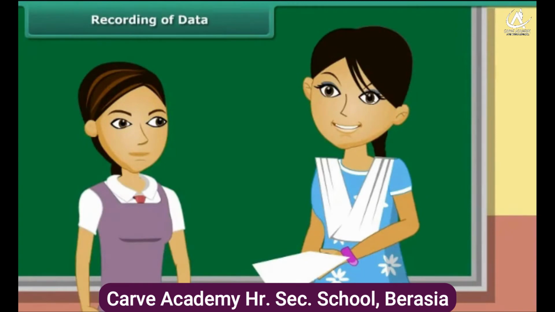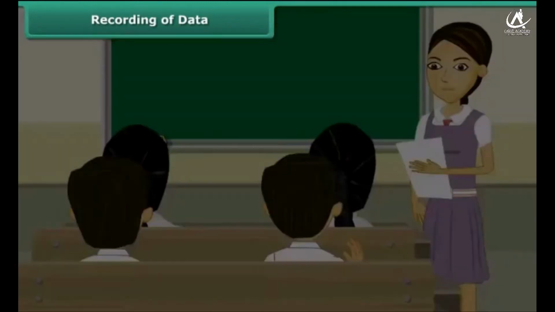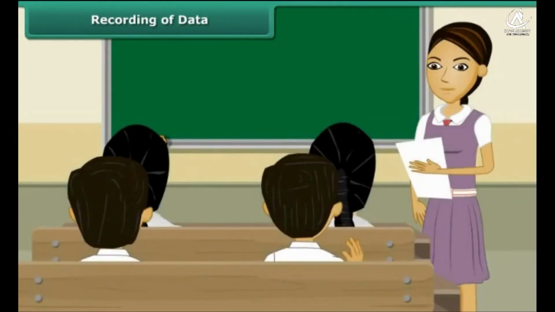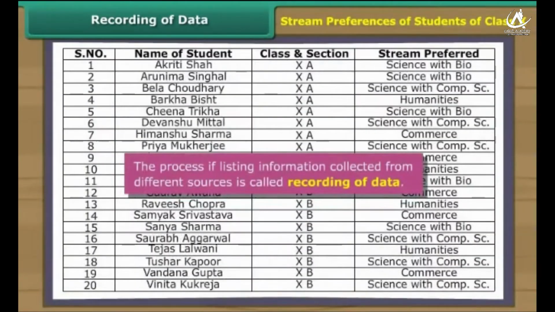Recording of data. Mrs. Sandeep is the academic in charge. She has assigned Sheetal the task of writing the stream preference of all Class 10 students. Sheetal collects all requisite details, summarizes them in a single sheet, places it in a file, and hands the file over to the academic in charge. The process of listing information collected from different sources is called recording of data.